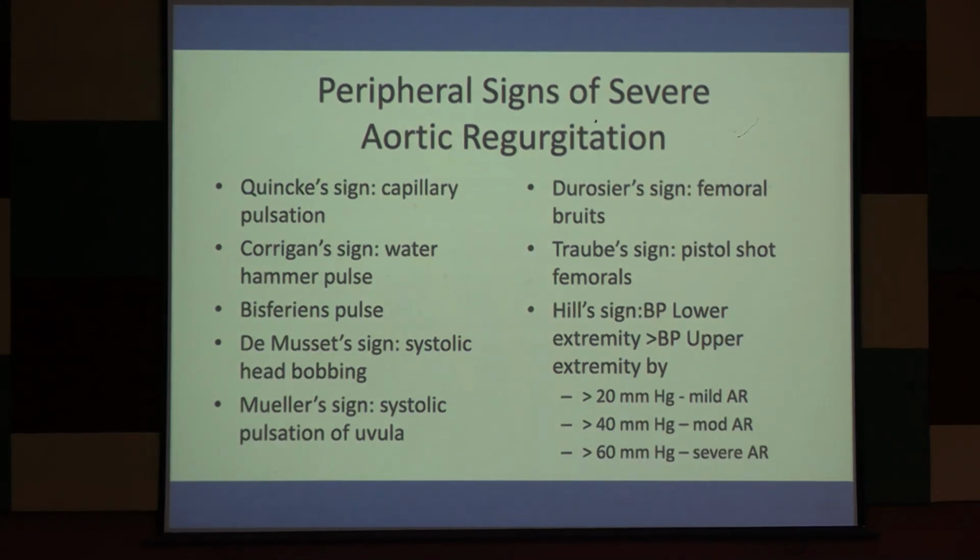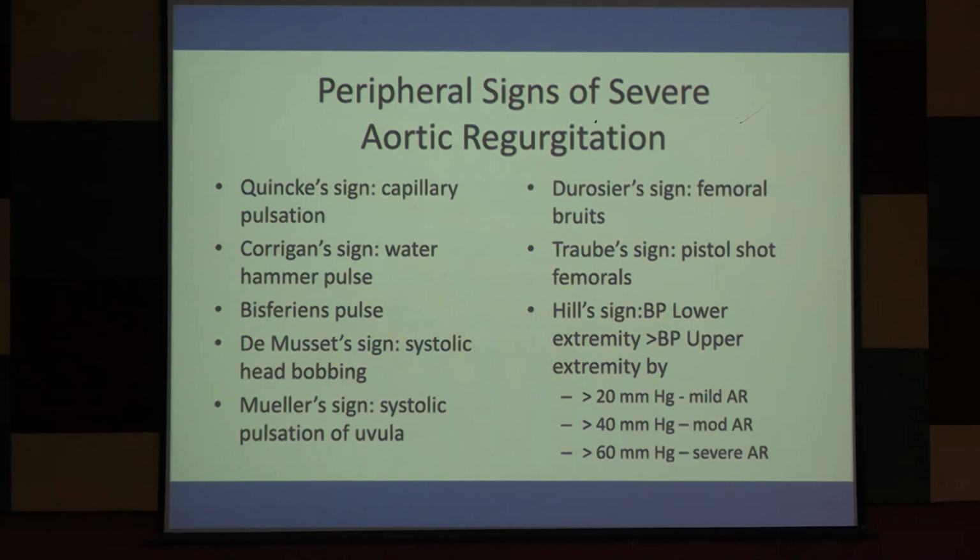Peripheral signs. First, the capillary pulsation or Quincke's pulse. That means alternate flushing and paling of the skin at the base of the nail on slight compression. This is the Quincke sign.